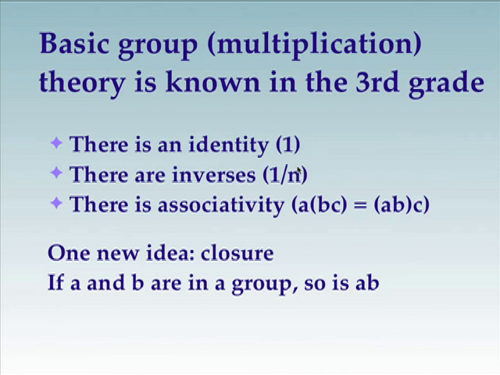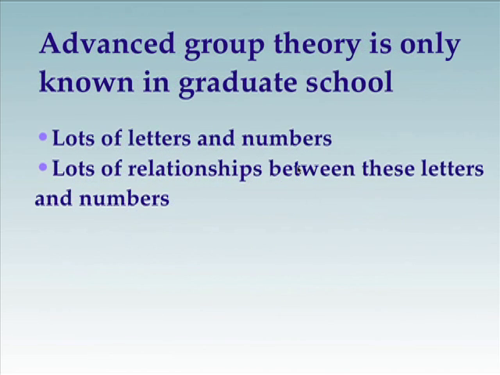There is one new idea, and that is the idea of closure. That is, if A and B are in a group you have defined, then so is AB, the result. Okay? Group theory can get really hard quickly because they have lots of letters, lots of numbers, lots of relationships between all these letters and numbers, and if you're in grad school, you get really good at all those kinds of numbers and relationships and whatnot.